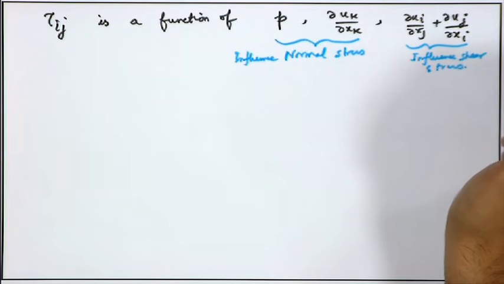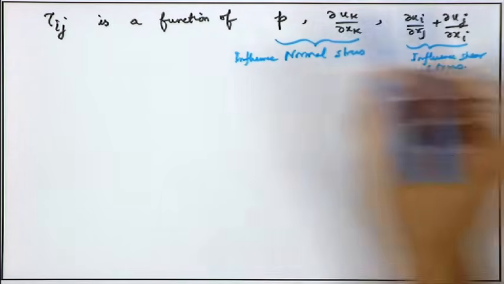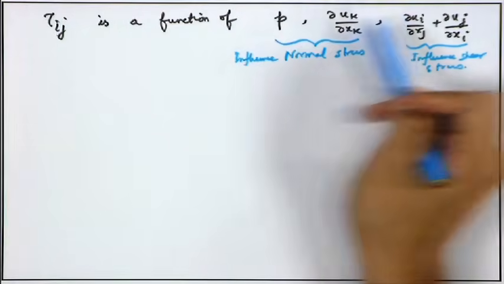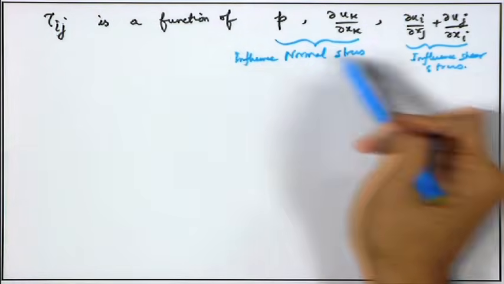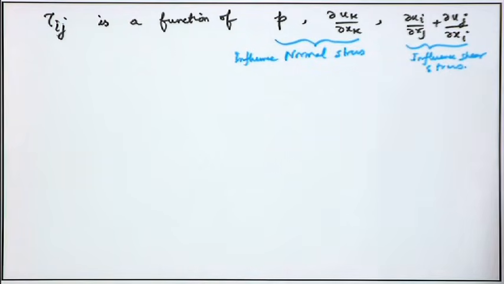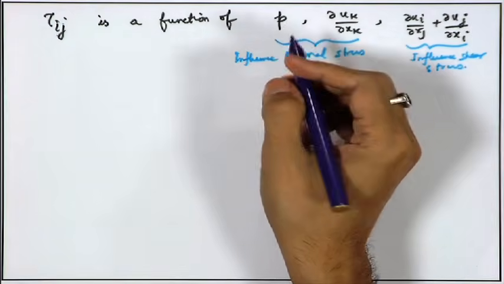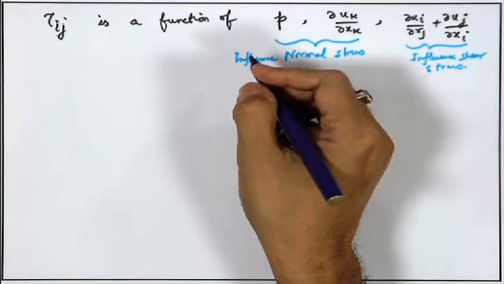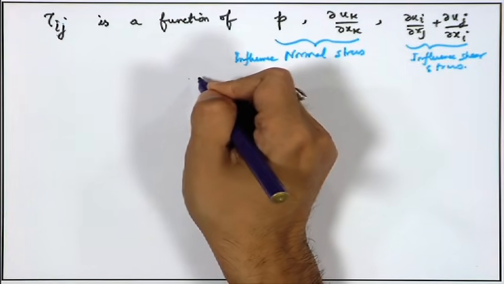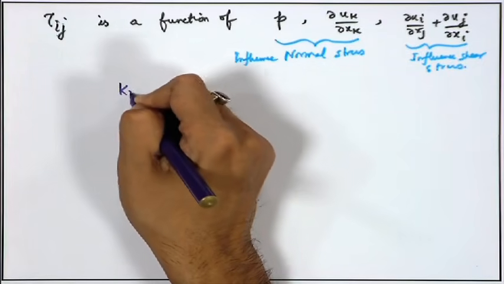Now we can write tau ij as a function of these. To isolate the normal and the shear component, we use a notation which is tau ij, which is the Kronecker delta notation.